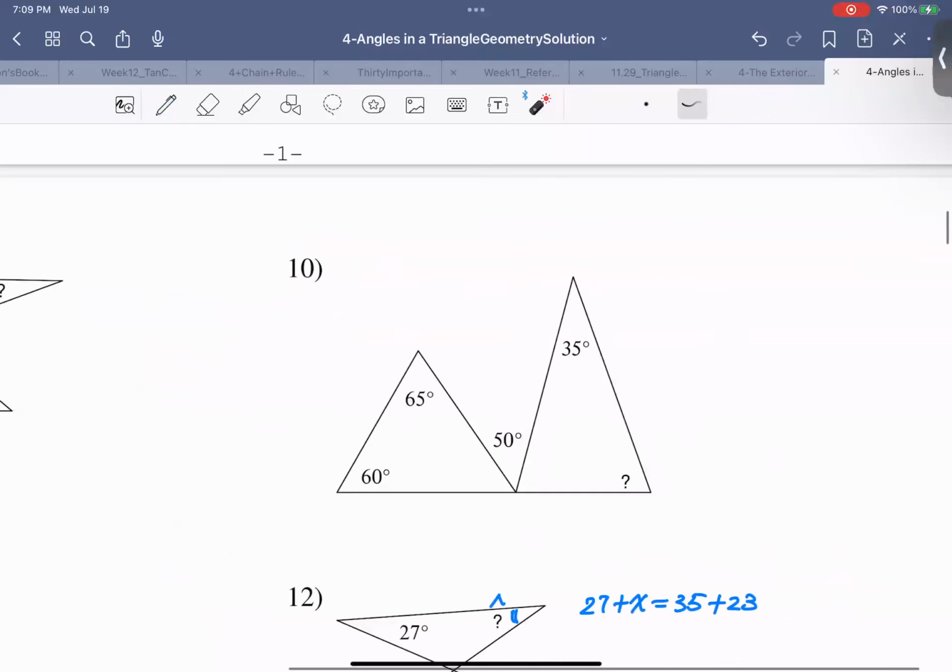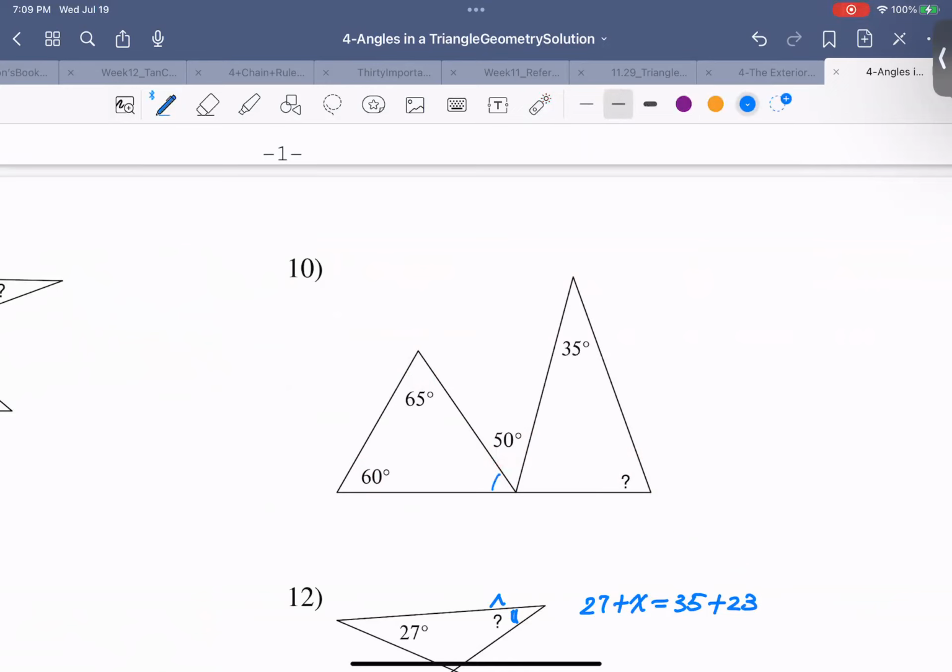Now look at this, Annie. You have 65 here, 60 here, and 50 here, and they ask us for this angle. So we'll have to do this part first. Let's figure out how much is here.